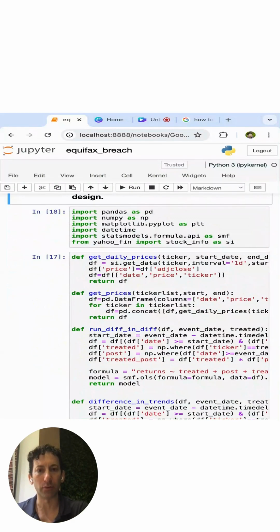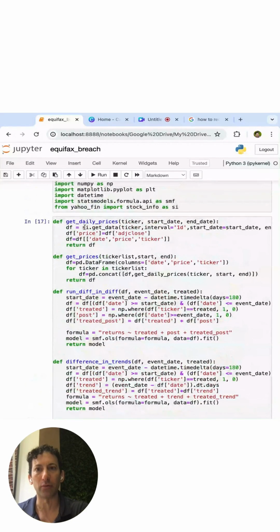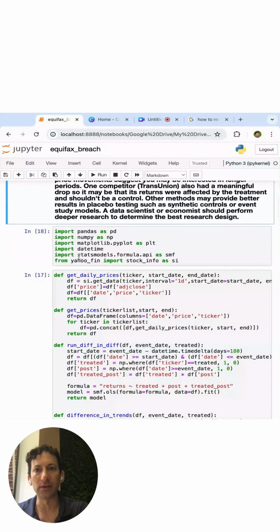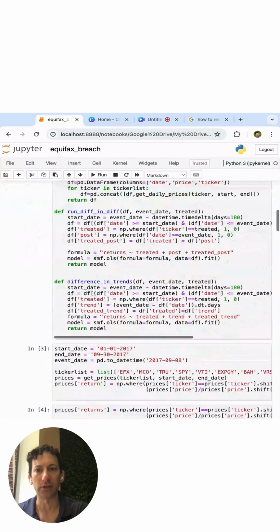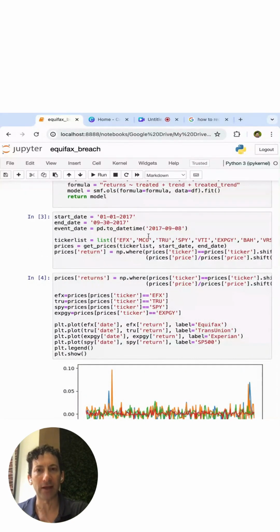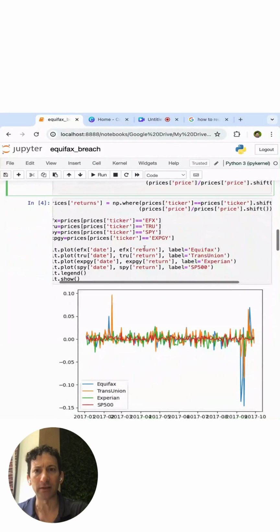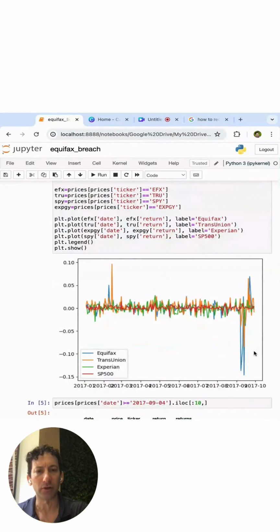So I go through and I get stock market data, which you can get through Yahoo Fin stock info. Just Google it, you'll see it. I get together the prices of Equifax and various competitors of theirs, such as TransUnion, and also throw in some indexes as well, SPY and VTI. I get the prices, I convert them into returns, and I plot the returns. And you can see that there are sharp drops for Equifax right at the event.